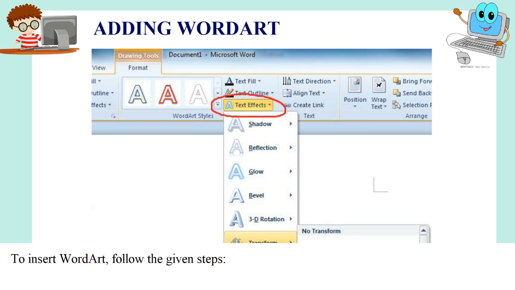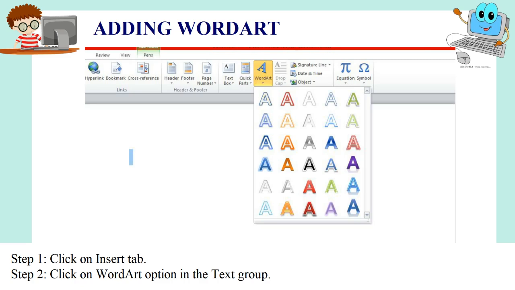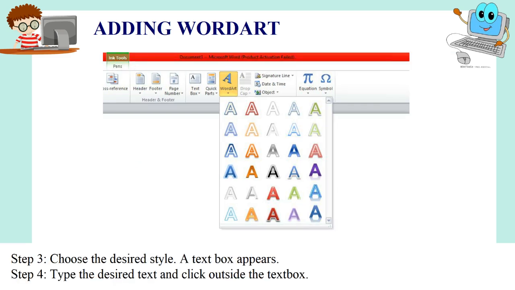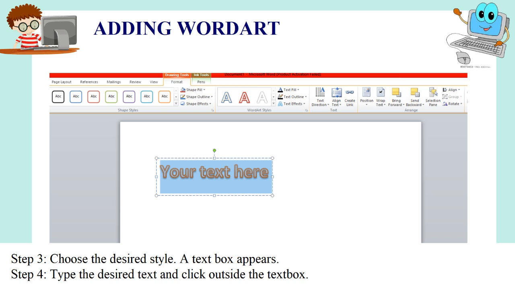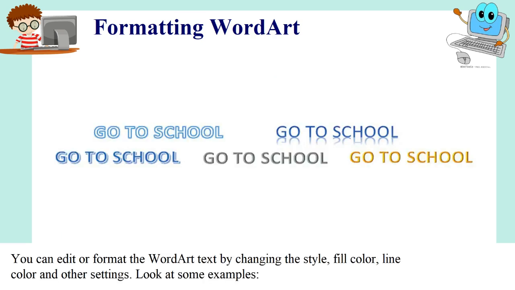To insert word art, follow the given steps. Step 1. Click on Insert tab. Step 2. Click on Word Art option in the Text group. A Word Art Quick Style gallery drops down with various style options. Step 3. Choose the desired style. A text box appears. Step 4. Type the desired text and click outside the text box. Formatting word art. You can edit or format the word art text by changing the style, fill, color, line color, and other settings.